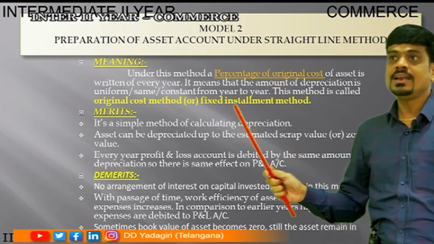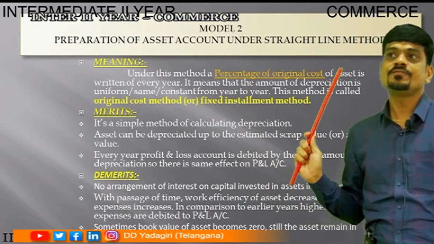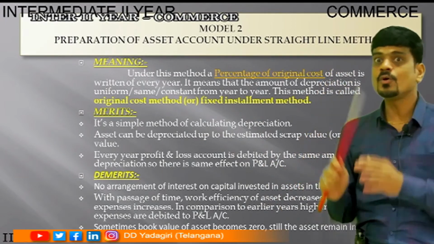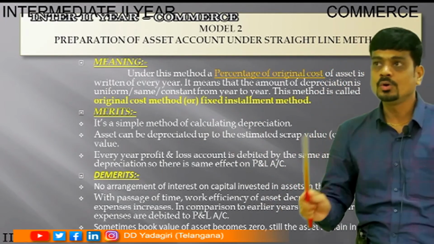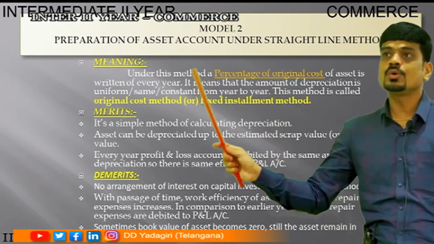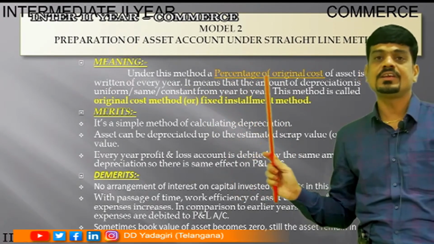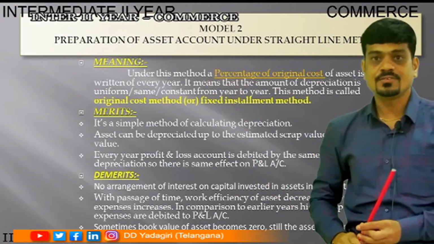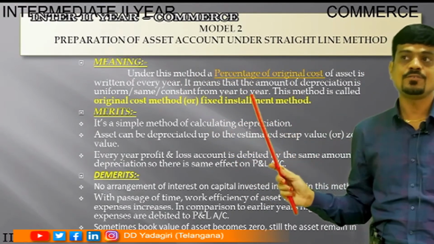Then the other name is original cost method or fixed installment method. The other focal point of the answer is that the amount of depreciation is uniform, same or constant. Sir, you wrote all the 3 words. Are we supposed to write 3 words? No. You can write uniform. That is sufficient. These are the synonyms which I have used.